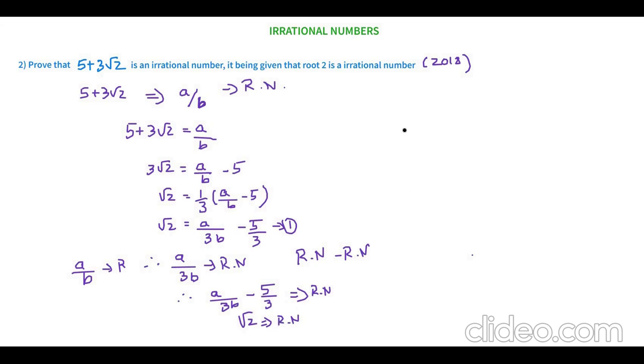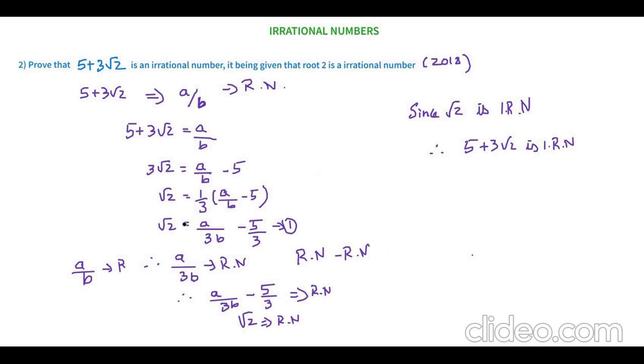So I'll just write it here. Since root 2 is an irrational number, and I've just put it in short form, it's an irrational number. Therefore, 5 plus 3 root 2 is also an irrational number. So this is the way we prove that this is an irrational number.